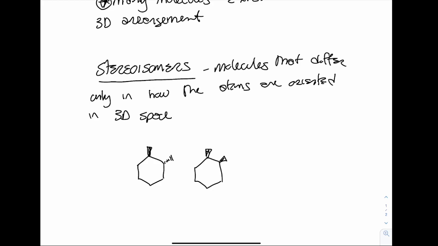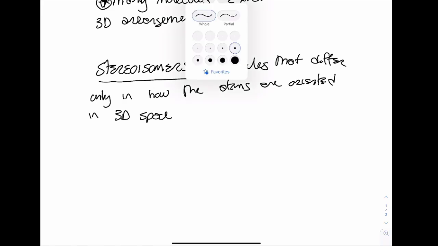So cis 1,2-dimethylcyclohexane versus trans 1,2-dimethylcyclohexane. Remember that constitutional isomers, structural isomers, those actually differ in how they were connected. So I could do 1,3-dimethylcyclohexane, and that would be a constitutional or structural isomer of the 1,2. These guys differ only in how the atoms are oriented in three-dimensional space from each other.